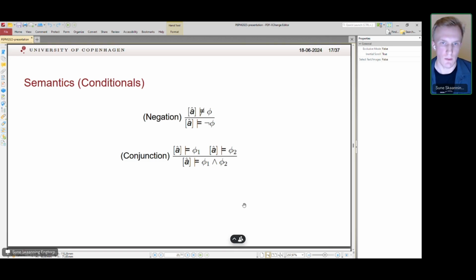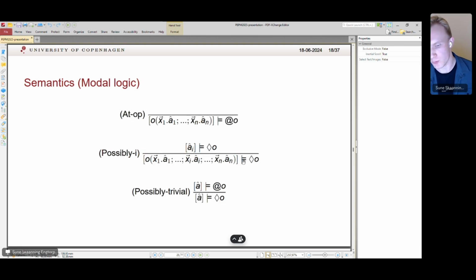And then we have conditionals. Here I will show a couple of them. So let's say that if an encapsulated ABT does not satisfy phi, then the encapsulated ABT does satisfy phi negated. And we have conjunctions such that if an encapsulated ABT satisfies phi 1 and phi 2, then that means that the encapsulated ABT satisfies the conjunction of phi 1 and phi 2.